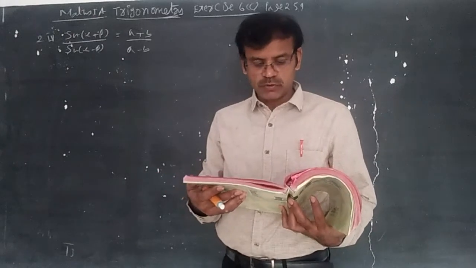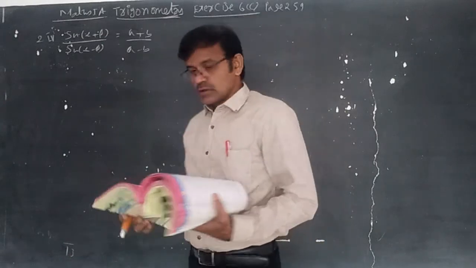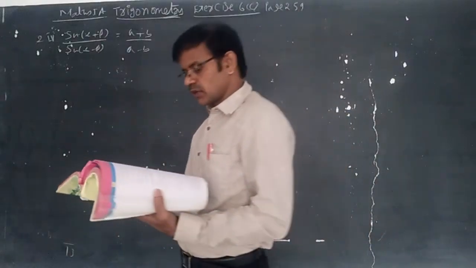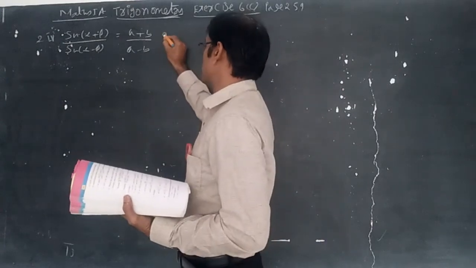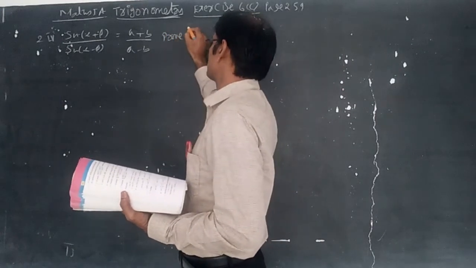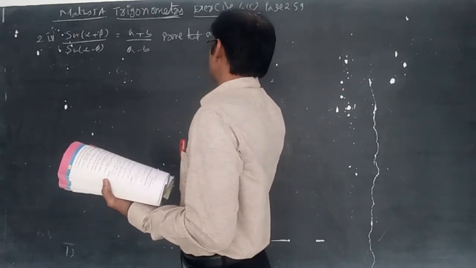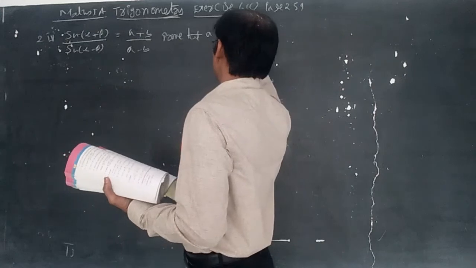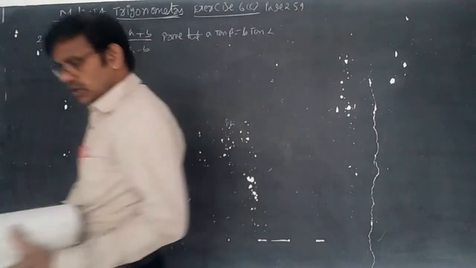First and second I gave as homework already. Third question I said. Now fourth question. Sin of alpha plus beta by sin of alpha minus beta is equal to a plus b by a minus b. Prove that a tan beta is equal to b tan alpha. This is also an objective question.